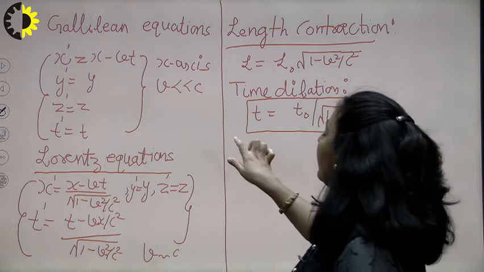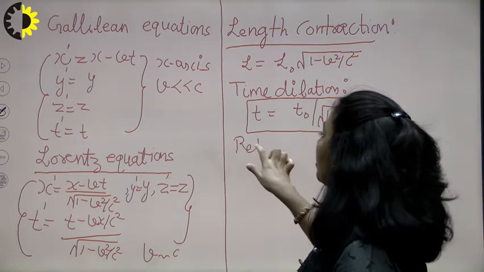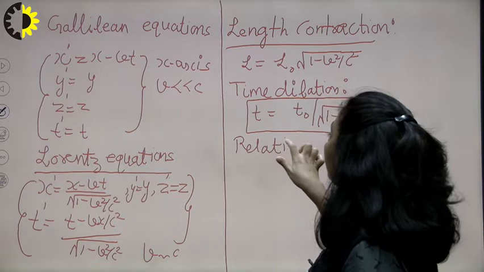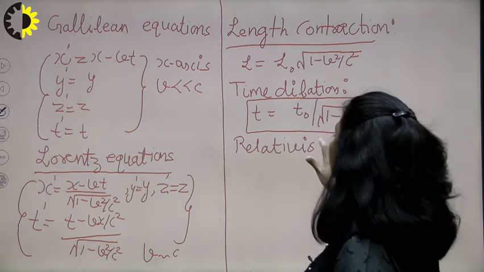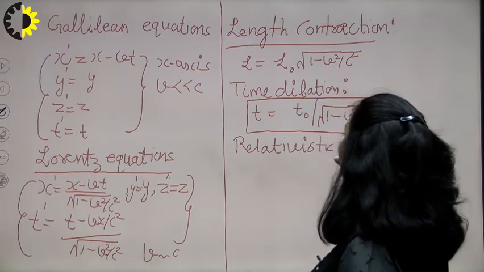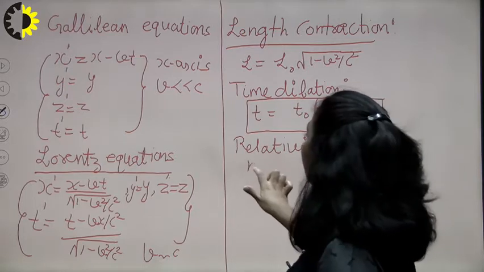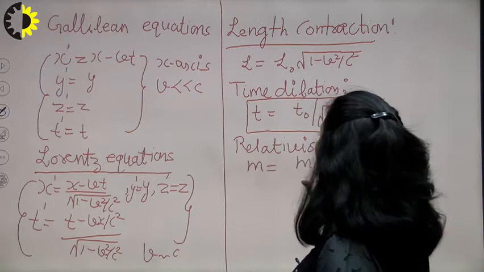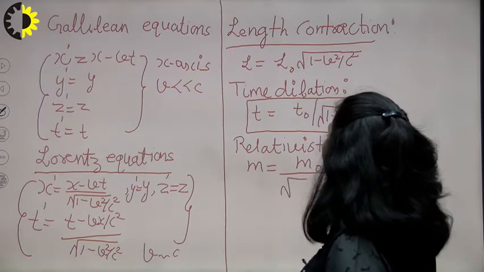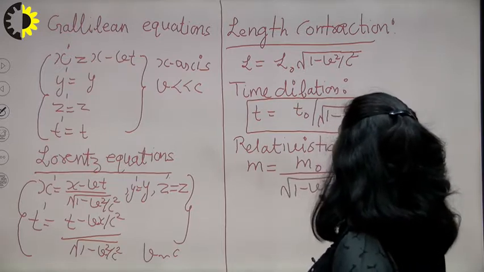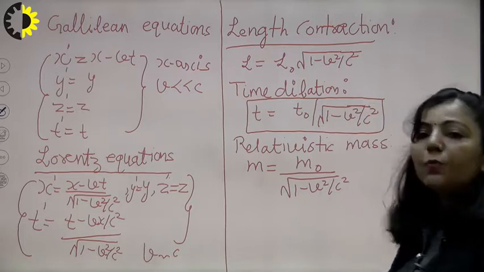Then you have the relativistic mass expression, and that expression explains that mass is also affected by motion. So the relativistic mass formula is m equals m naught upon root 1 minus V square upon C square. So this is the relativistic mass formula.